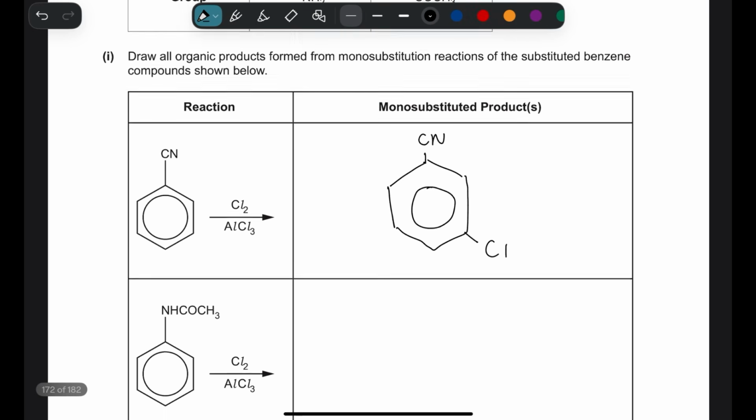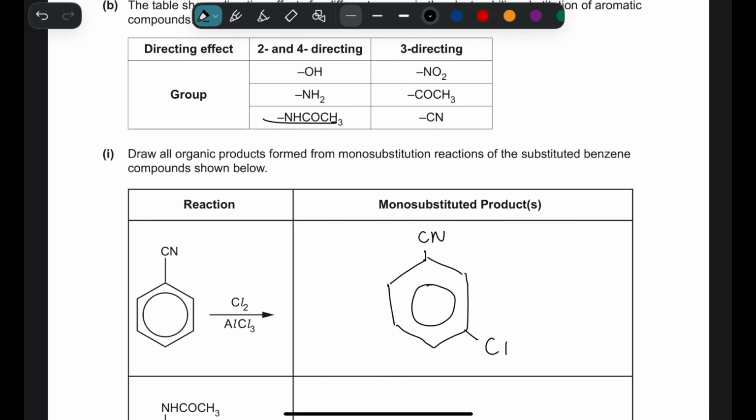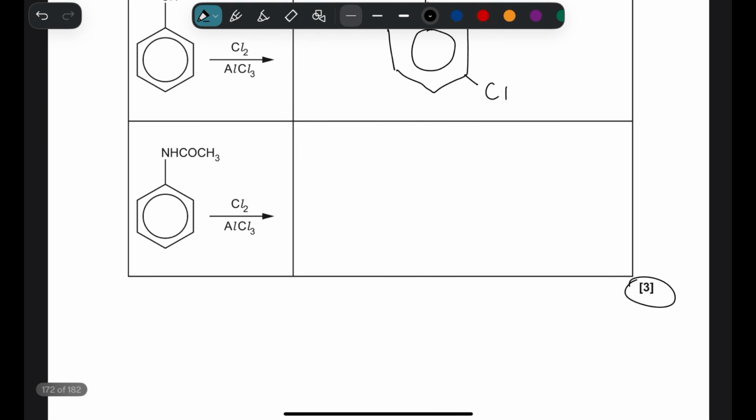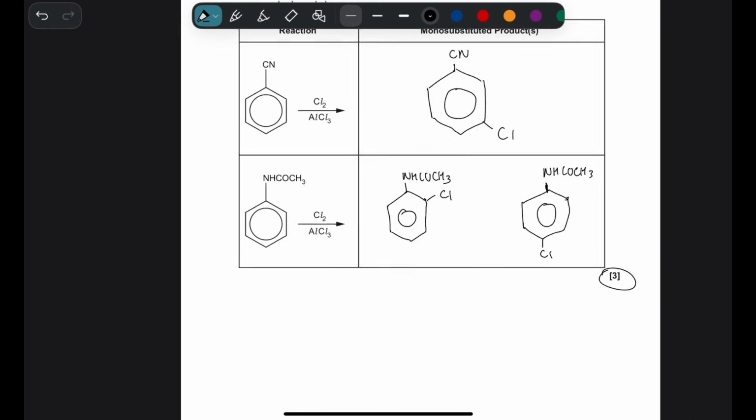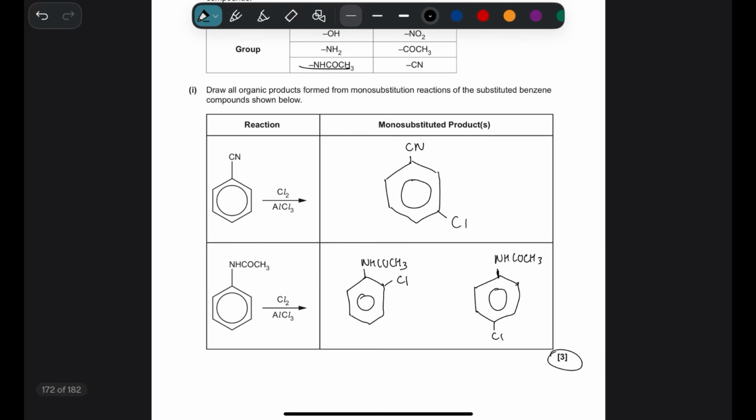So you look here, that was one of the 2,4 directing groups. So I'm assuming one of the chlorines is going to go on carbon 2, and the other one is going to go on carbon 4. So that's why I've drawn it a bit smaller here. So we have the NHCOCH3. One of them is going to go here to carbon 2, and then for the other one we're going to draw a different benzene, again with the NHCOCH3, let's make sure that connects. It's going to now go to carbon 4. And that's how you're going to get your marks there.